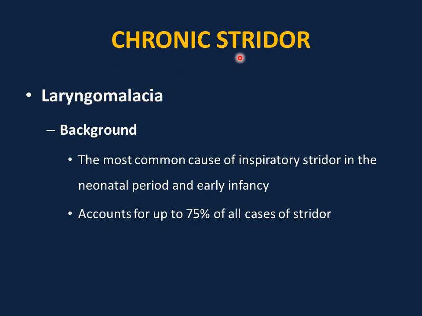We'll start now with the causes of chronic stridor. Laryngomalacia is very important to remember. It's the most common cause of inspiratory stridor in the neonatal period and early infancy. It accounts for about 75% of all cases of chronic stridor.